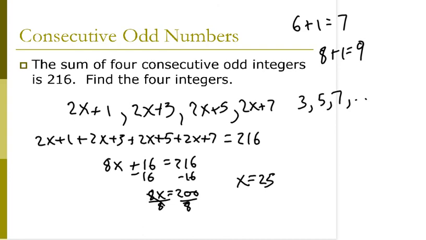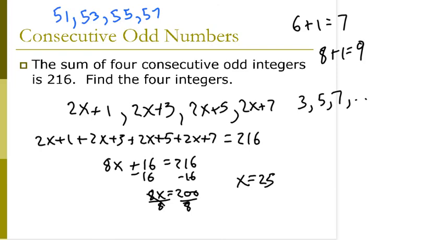x is 25. So if we did 2 times 25, that's 50. 50 plus 1 is 51. So the first odd integer is 51. We add 2 to that, so that would be 53. We add 2 to that, so the next consecutive odd integer would be 55. Add 2 to that, and that would be 57. So you can check it yourself if the sum of these 4 is 216, but we know this to be true.